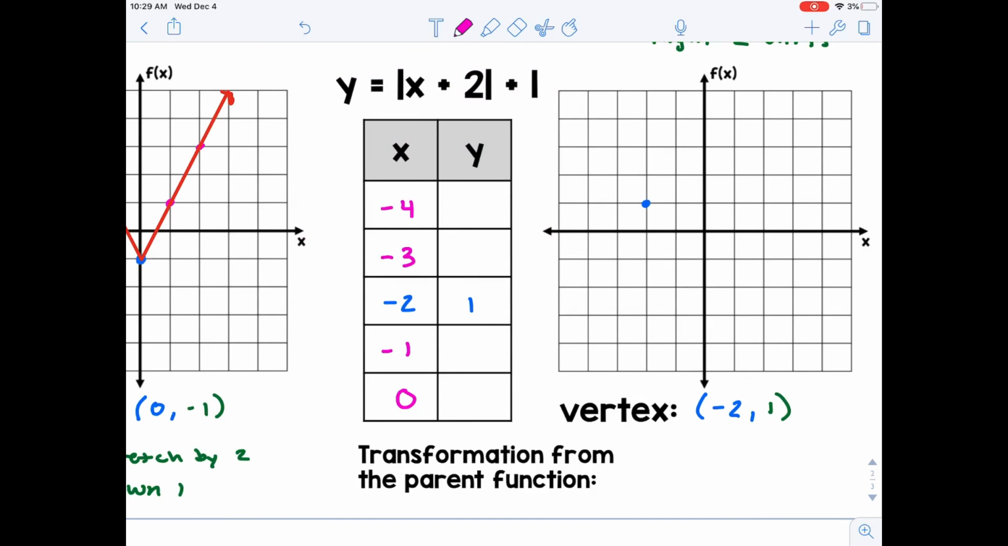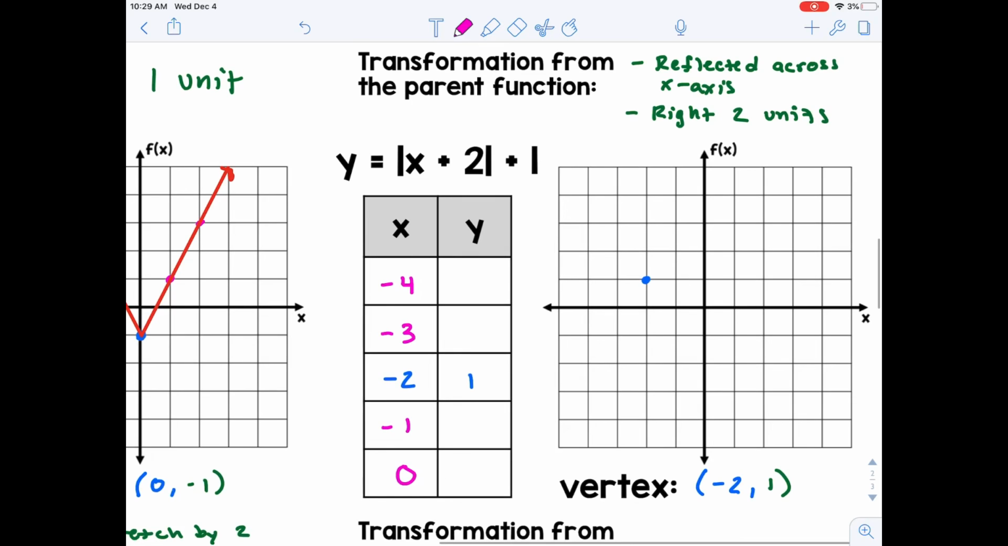All right, so let's plug in here. If I plug in a -4, -4 plus 2 is -2. The absolute value of -2 is 2, so you have 2 plus 1, which is 3. All right, so let's see when I plug in a -3. -3 plus 2 is -1. The absolute value of -1 is 1. 1 plus 1 is 2.